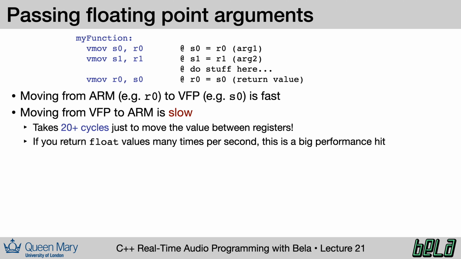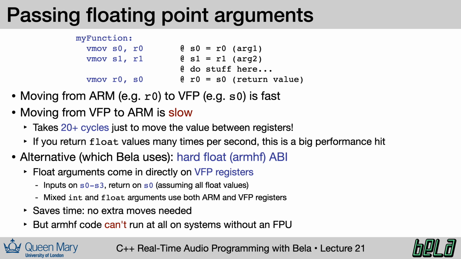Now moving data from the R registers to the VFP registers is quite fast, but going the other way around can actually be extremely slow, taking 20 or more clock cycles. This means a big performance hit to your program if you're calling functions involving floats many times per second. Now you might reasonably ask, why would we saddle ourselves with such a slow and elaborate way of passing floating point data back and forth? The reason is that code compiled for the SoftFP API can also run on CPUs that don't have a floating point unit at all. The floating point instructions can just be emulated.